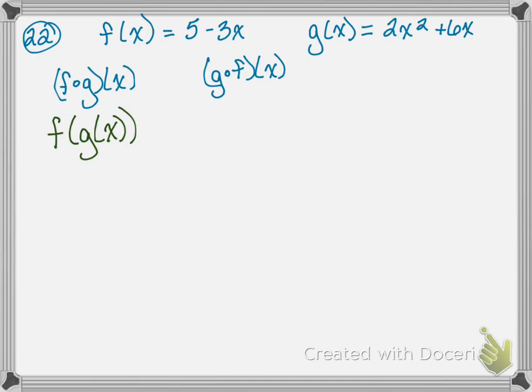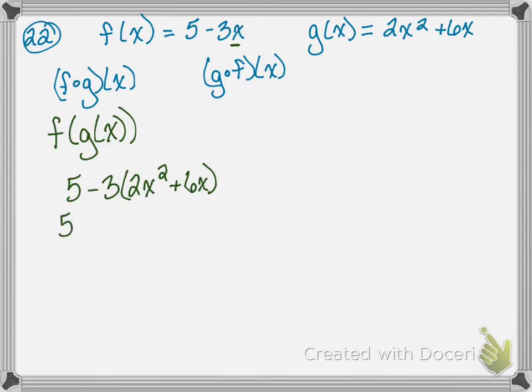Okay, so we are plugging 2x squared plus 6x in for this x right here. So I have 5 minus 3, and instead of x, I'm going to write everything that's g of x. So I have 2x squared plus 6x. And now I need to simplify that. And we need to be careful here because we are simplifying by distributing that negative 3. So don't forget the negative.